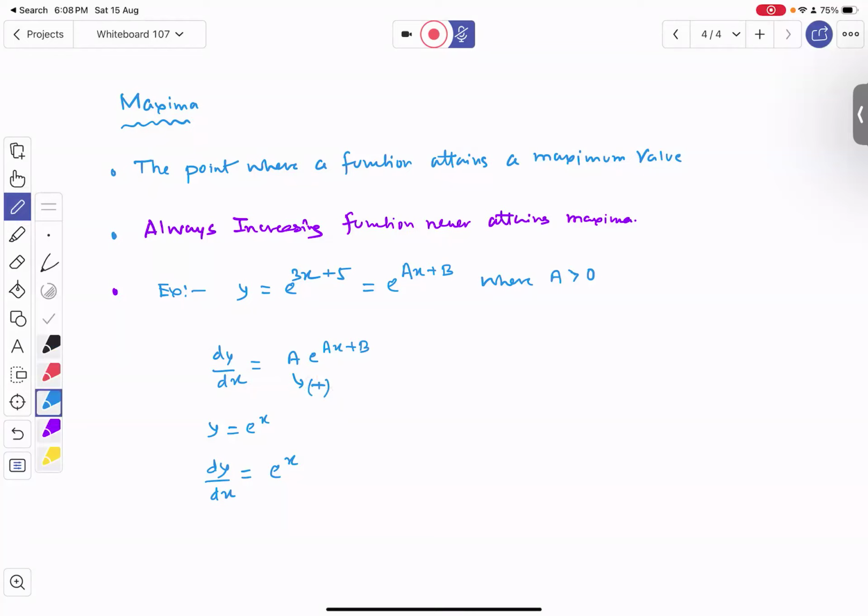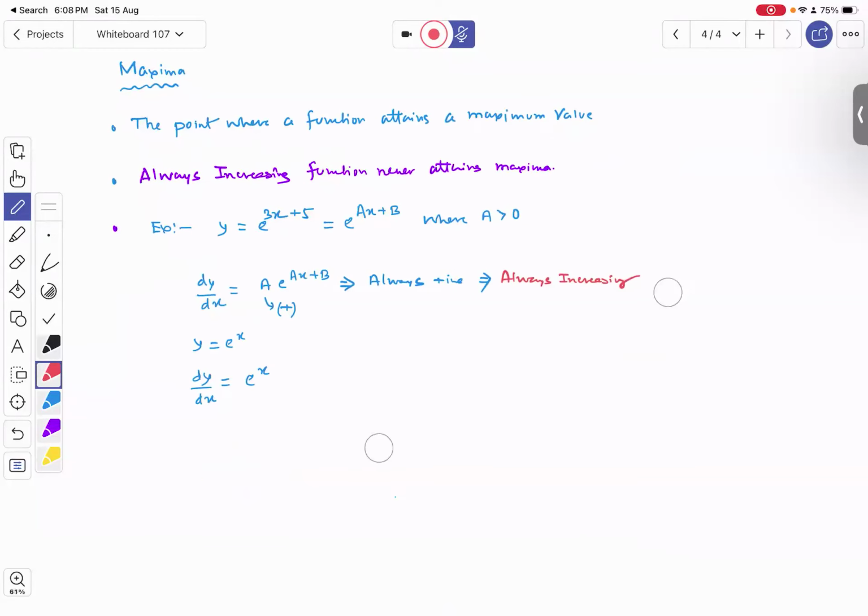So dy by dx is positive, but if I ask you where it is positive, what will you answer? Always positive. So dy by dx is always positive, then what does it really mean? That it is an always increasing function, or not? So this is a famous example of an always increasing function.